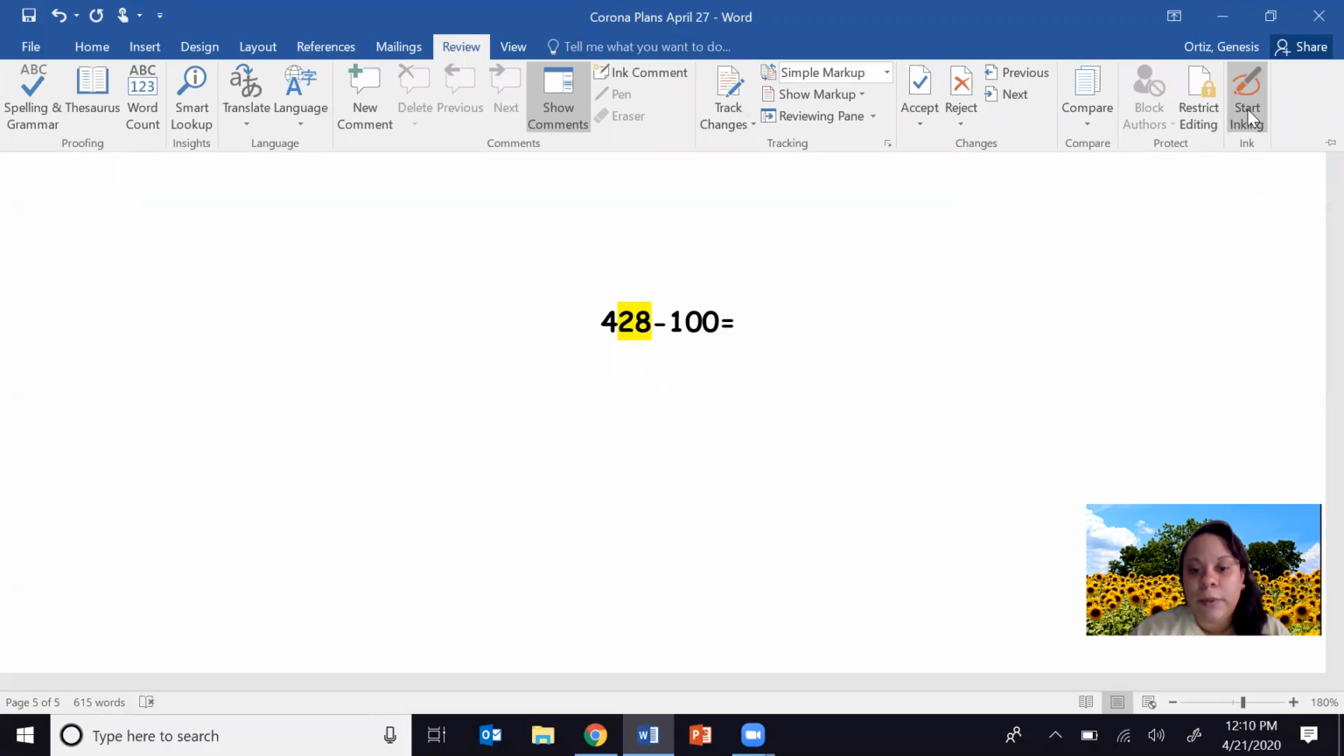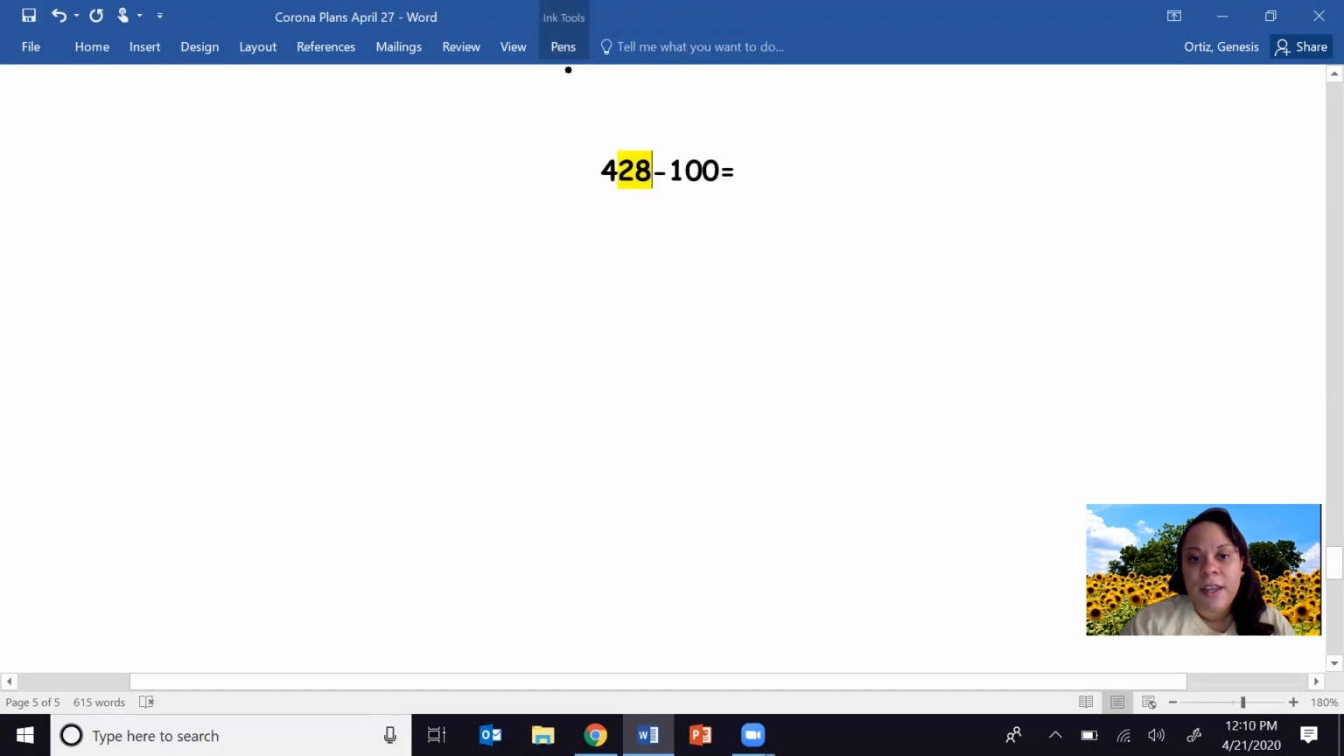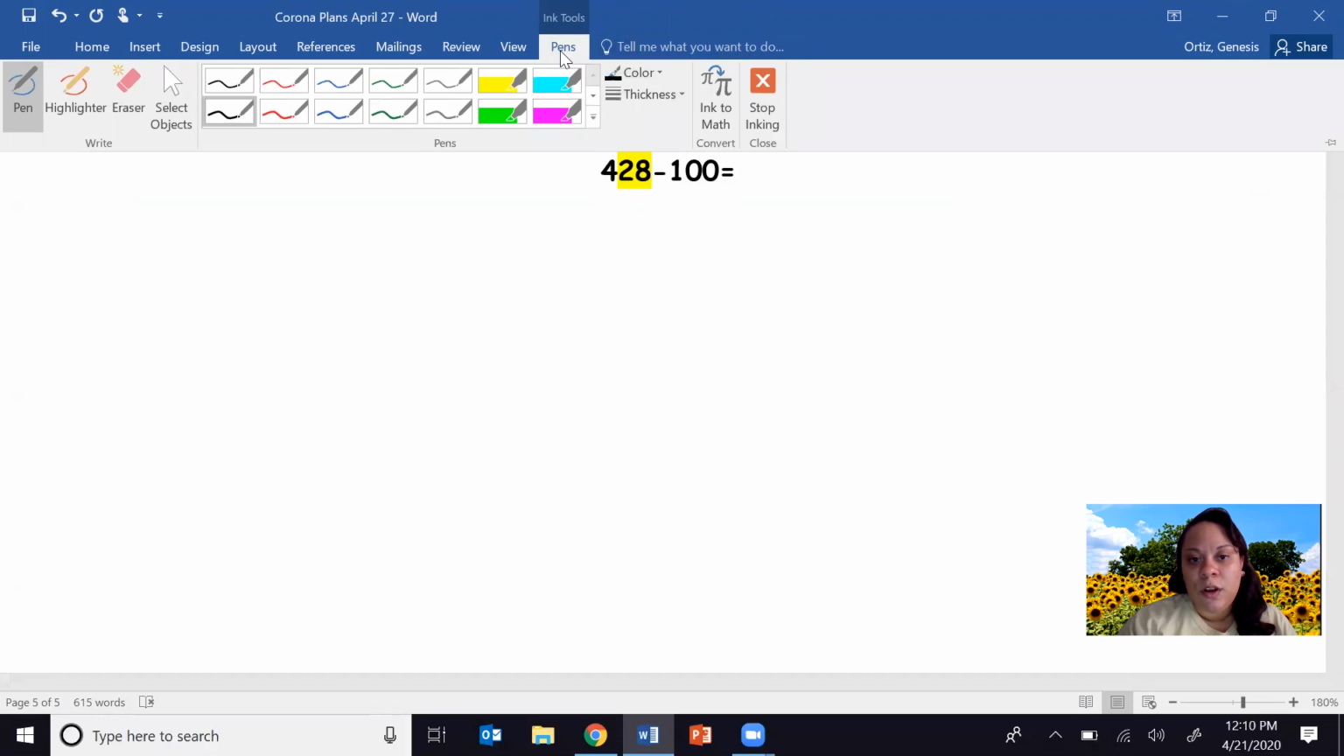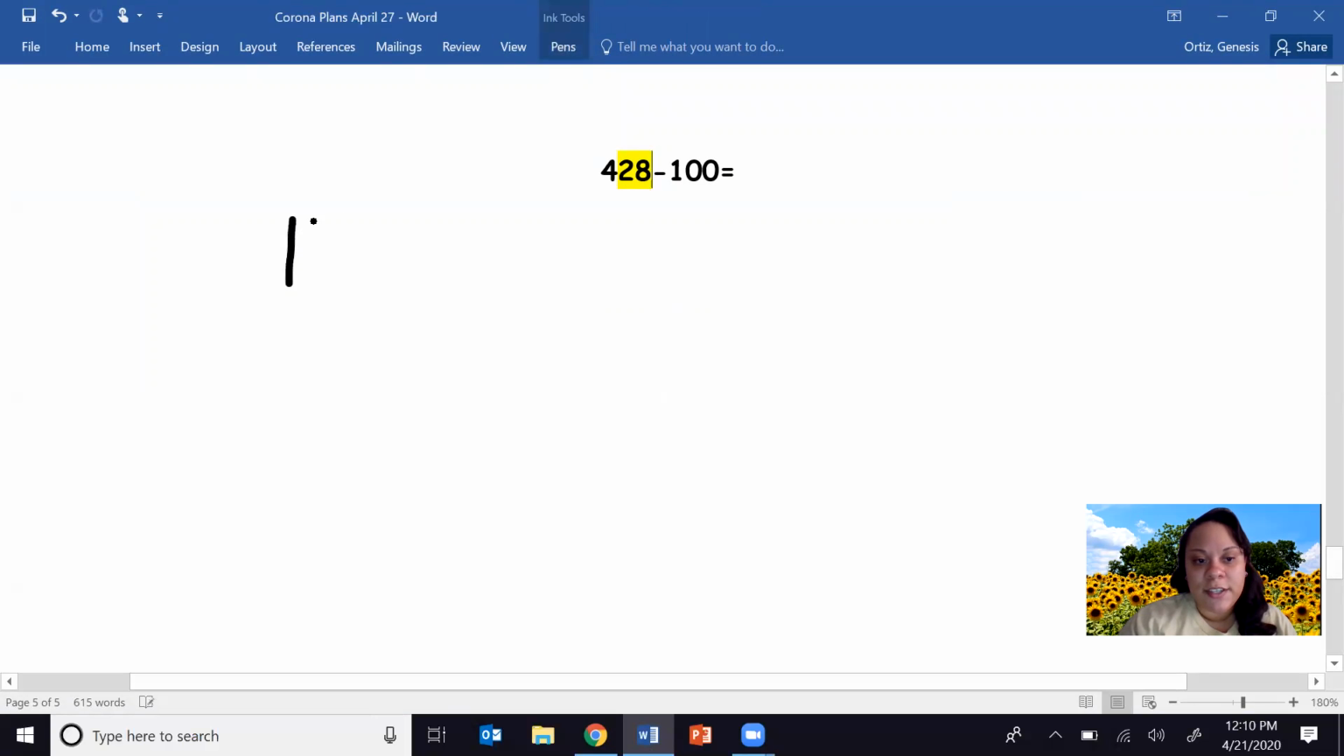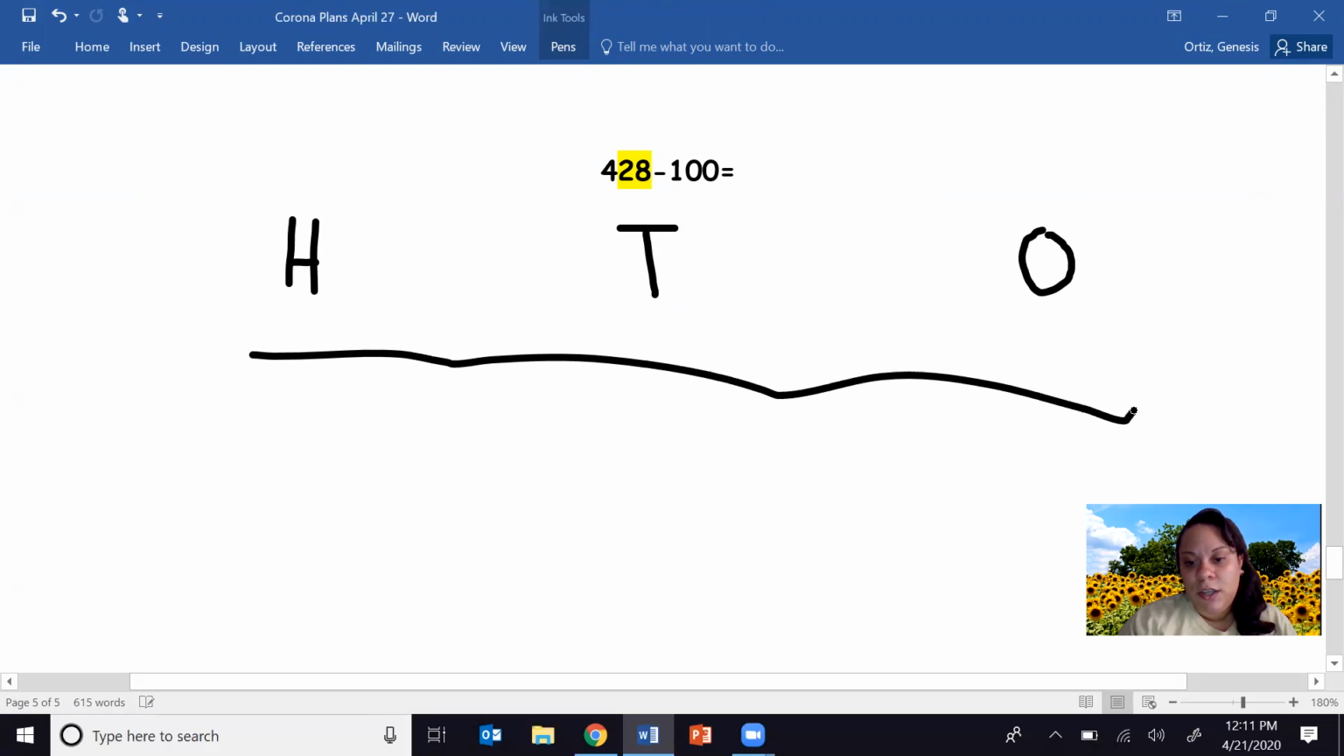Review, start inking, there we go. All right, so I'm going to draw my HTO chart just so you guys can see what I mean, that your tens and ones in this case will not change. And a lot of the time it won't, but there will be instances where it changes.